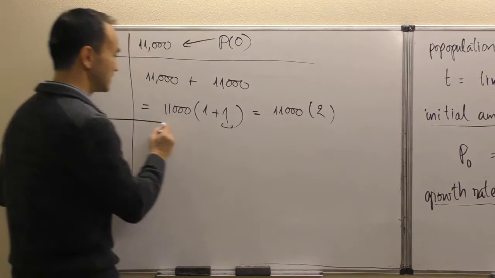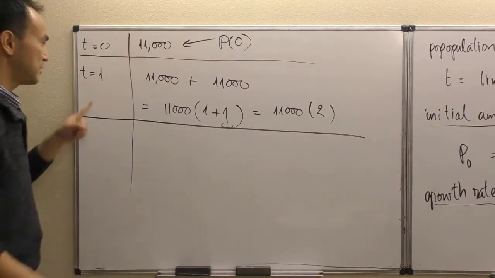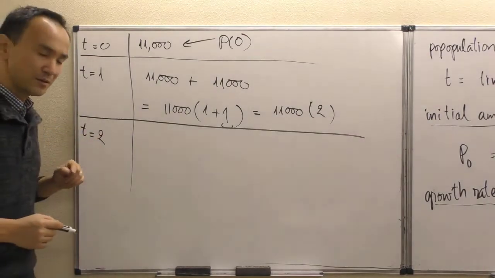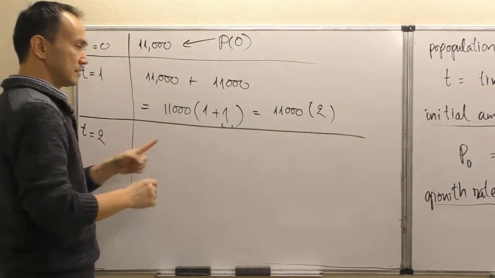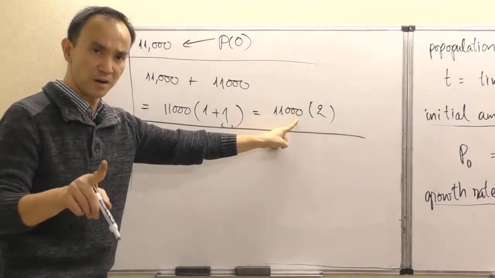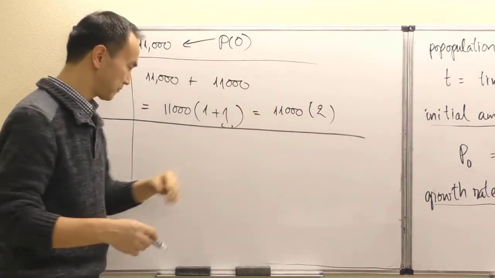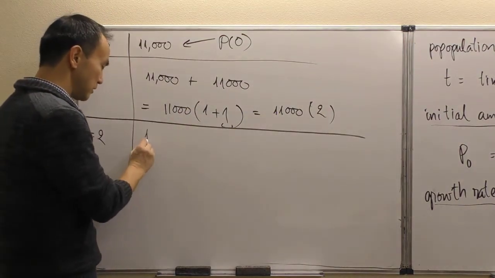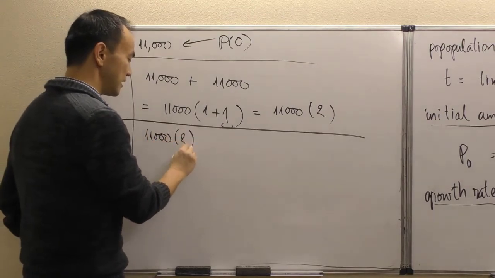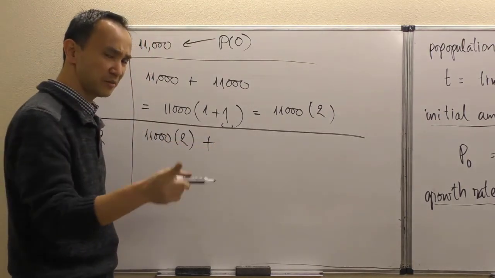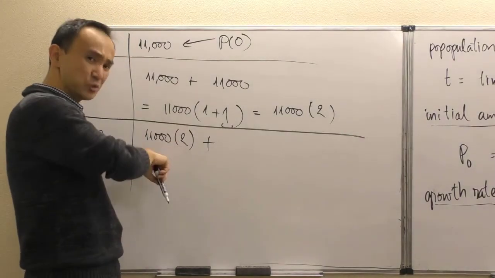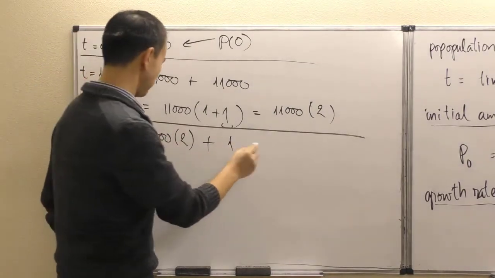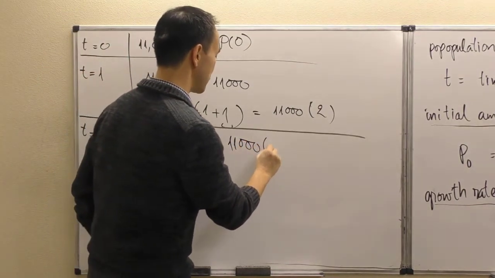Now let's look at step 3. I mean, this is step 1 right here, so let's look at step 2. When t equals 2, this is now our population amount from the preceding period, from the previous period. So 11,000 times 2. I'm going to add 100% of that to that. So that means 100% of this current amount, 11,000 times 2, added to that.